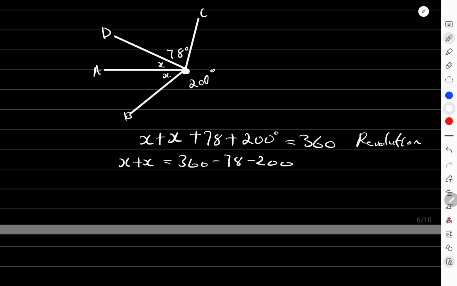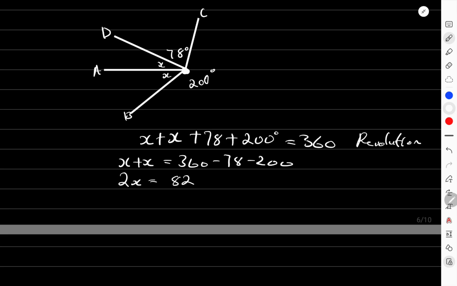The 78 was positive on the left hand side. It's a number. I group my numbers together, but the 78 is positive, so it's going to be negative. The 200 is positive, so it's going to be negative if I take it to the right hand side. Therefore, what is x plus x? I have 2x, which equals 360 minus 78 minus 200. I'm going to have 2x equals 82 degrees.